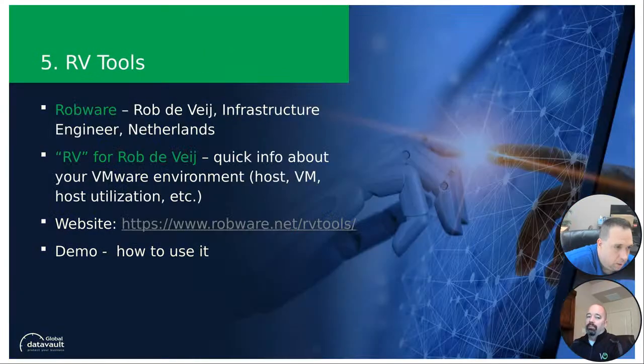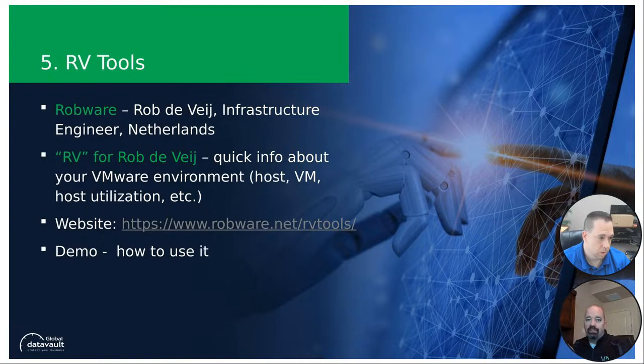The next tool that we're going to talk about is called RVTools, and it stands for the name of Rob. I'm not going to mispronounce his last name, but he's an infrastructure engineer from the Netherlands. These tools are really well known. They give you information about your VMware environment. And if you've seen Veeam ONE or vCenter reporting, it's similar to that, but it's a very lightweight tool. It's very easy to use, and you can get the information delivered to you in several formats.